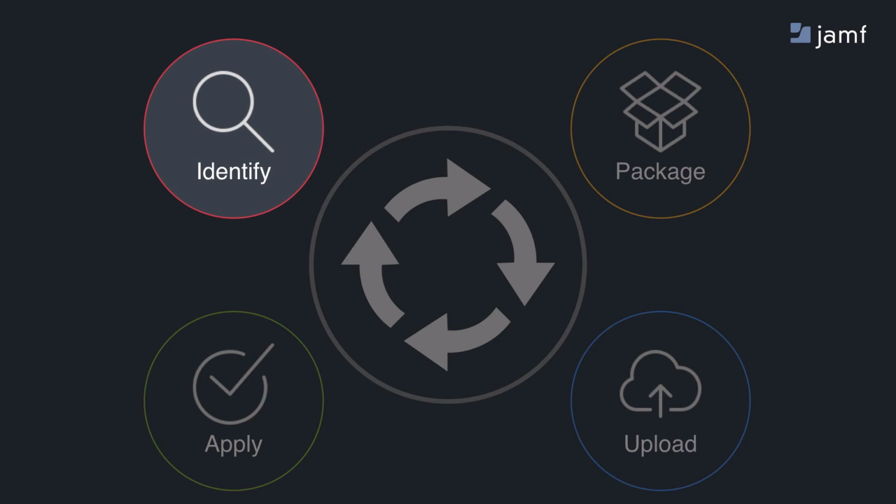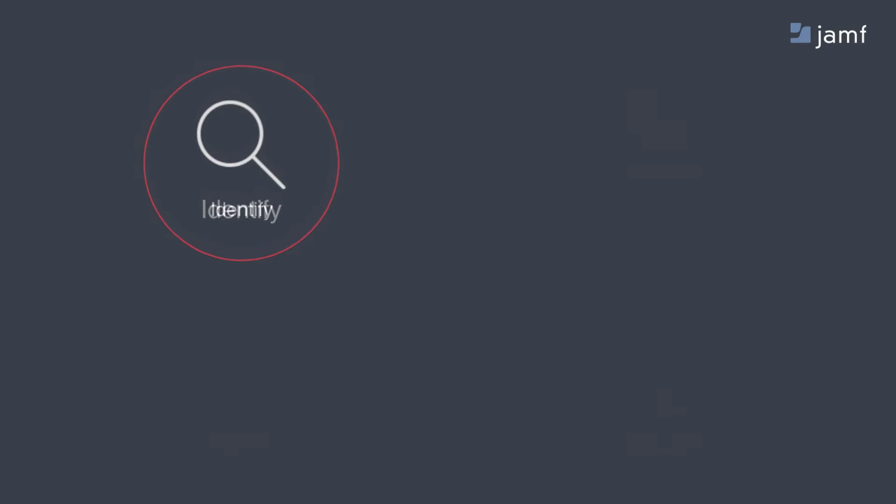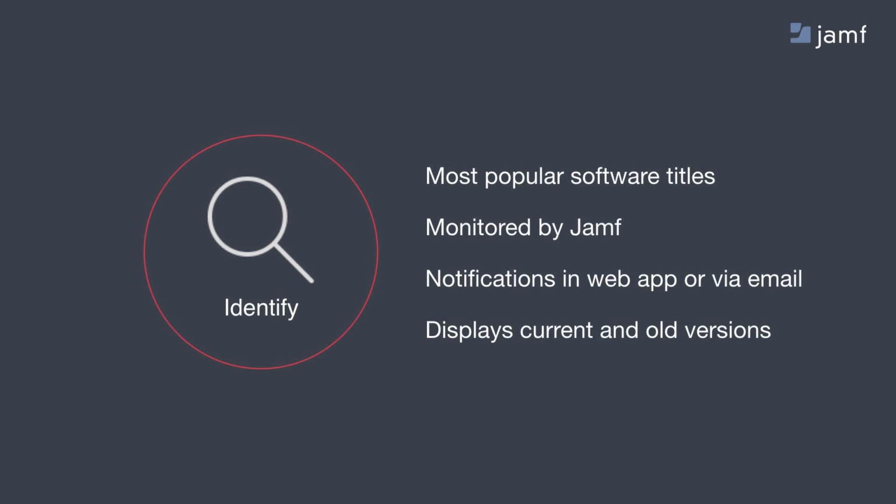Identify. We need to identify what patches are available and what devices need the patch. Jamf currently monitors several software titles that we believe to be the most popular, and we're continuously monitoring this list and adding new titles. These are monitored by Jamf employees, and we publish notifications within 24 hours. These notifications arrive inside the Jamf Pro server or via email. We not only display the current version, but also list old versions too. This is very handy when trying to determine when specific software titles were released.